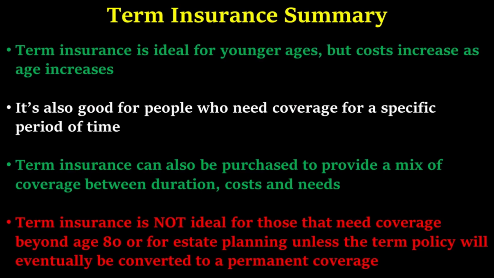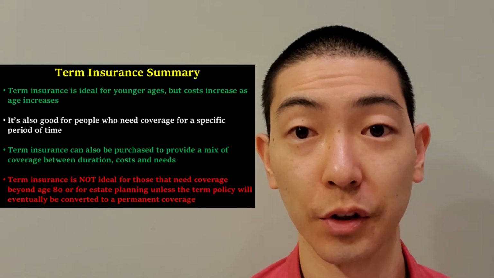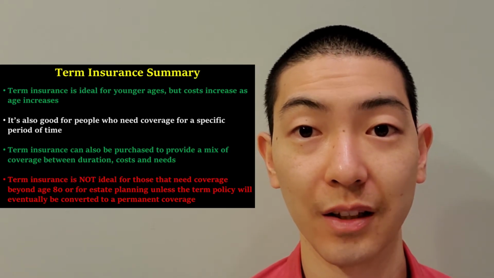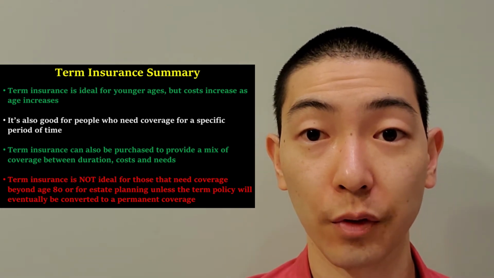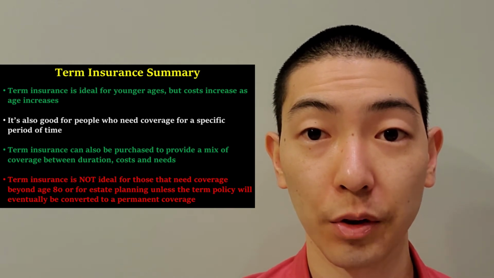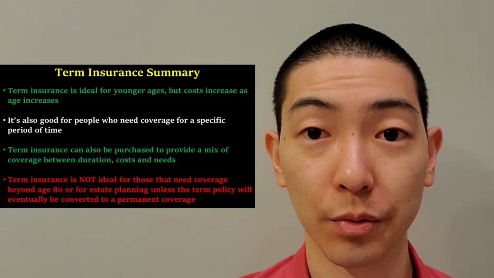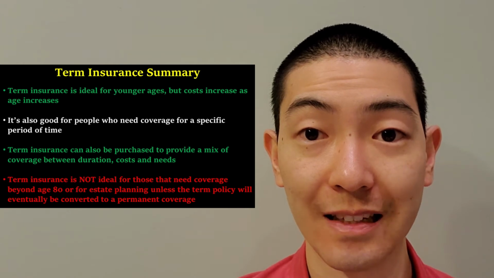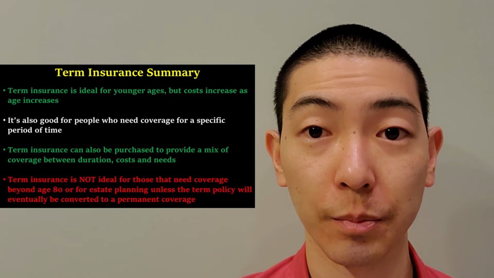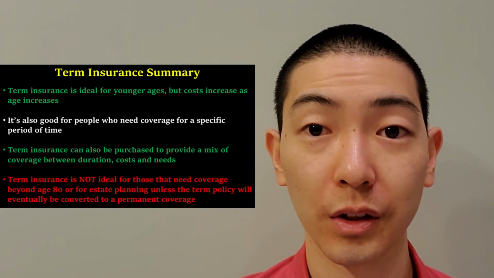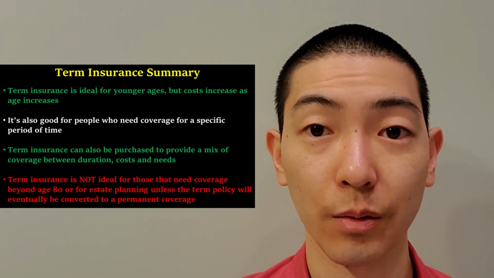So who should and should not consider term insurance? Term insurance is ideal for younger ages, but costs increase as age increases. It's also good for people who need coverage for a specific period of time. Term insurance can also be purchased to provide a mix of coverage between duration, costs, and needs. Term insurance is not ideal for those that need coverage beyond age 80 or for estate planning unless the term policy will eventually be converted to permanent coverage.